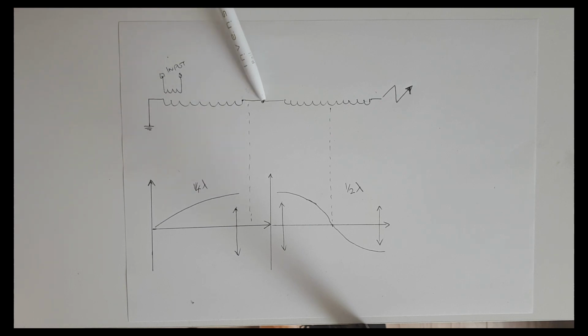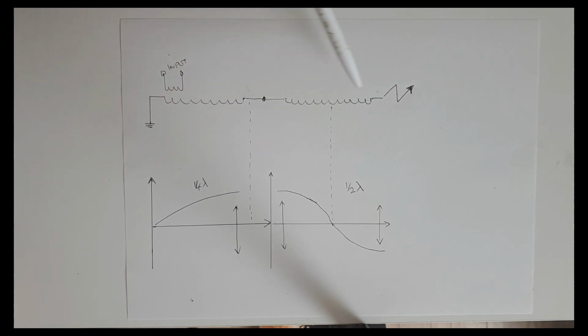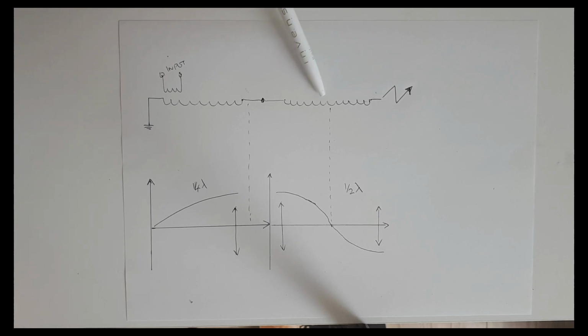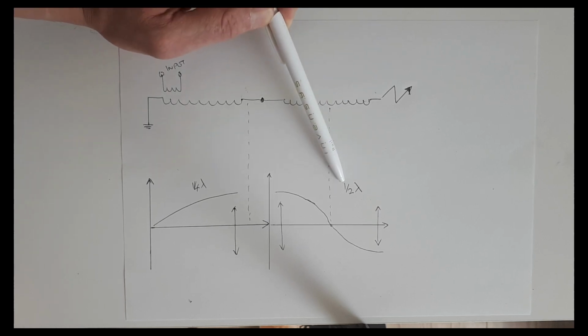And then suddenly we know the voltage here. We know it's going to be maximum. So we know that we have a maximum voltage here because this is a quarter wavelength. And here we know there's a maximum voltage because it's an open end. And because of that, this has to be oscillating in a half wavelength mode.